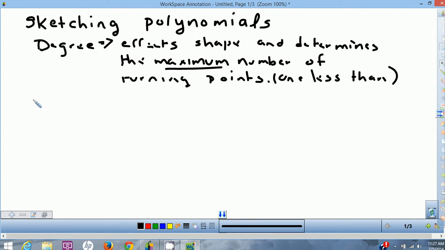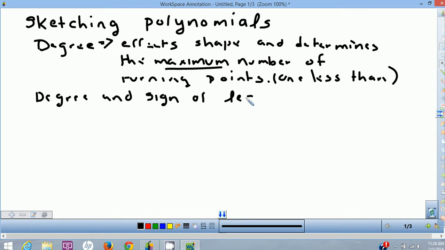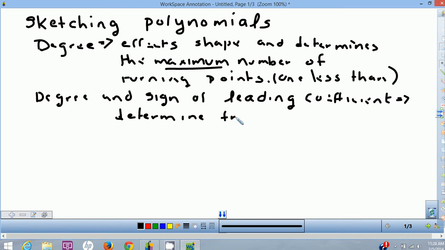And then the degree along with the sign of the leading coefficient. Remember, the leading coefficient is that number that is in front of the variable that has the highest exponent. So the sign of that leading coefficient, is it positive or is it negative, determines for us the end behavior of the function. What is it going to do as your x value approaches infinity or negative infinity? As you get to the ends of your graph, not necessarily what happens in the middle, but what happens as you get out toward the ends on your graph.